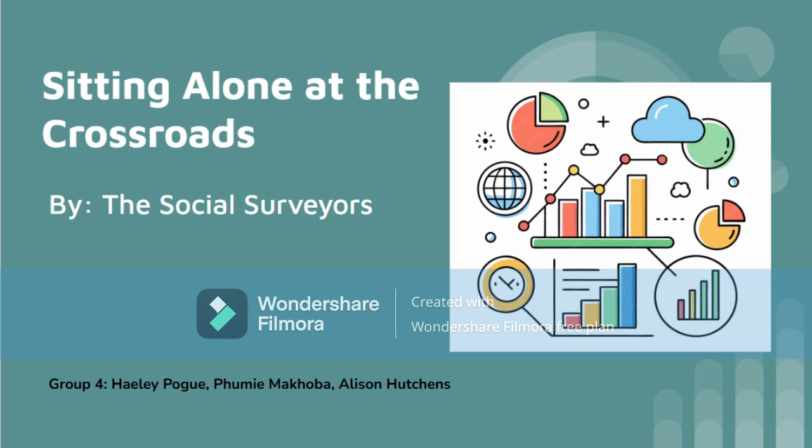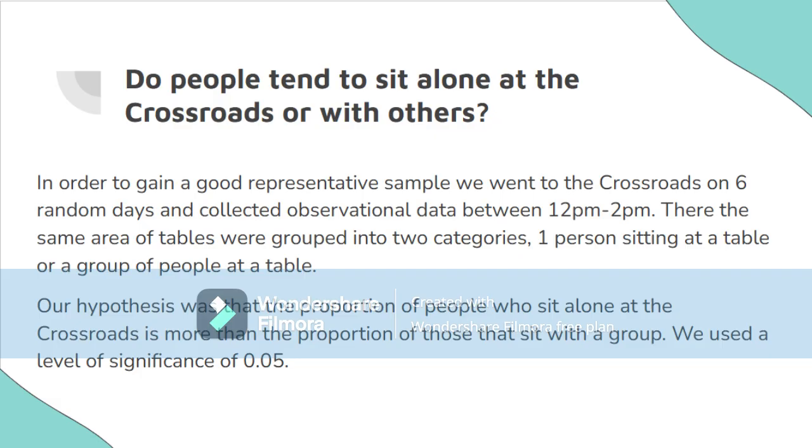Good day. We are the social surveyors, and in our study today, we wanted to find out how many people sit alone at the crossroads. In order to gain a good representative sample of this, we went to the crossroads on 6 different days and collected observational data between 12 p.m. and 2 p.m. The same area of tables was grouped into 2 categories: one-person tables or group tables.